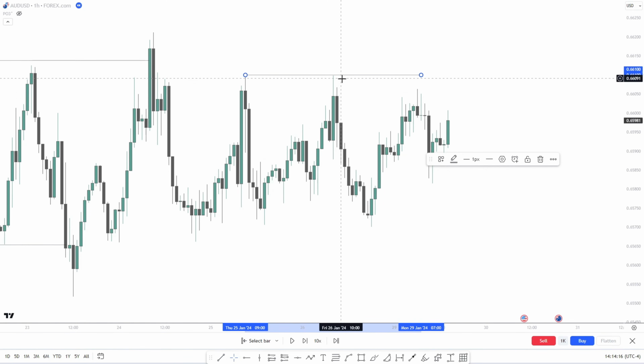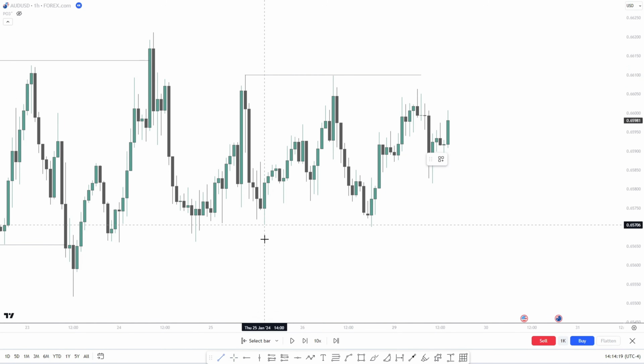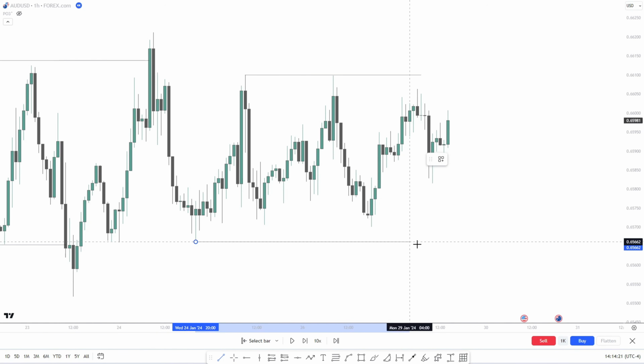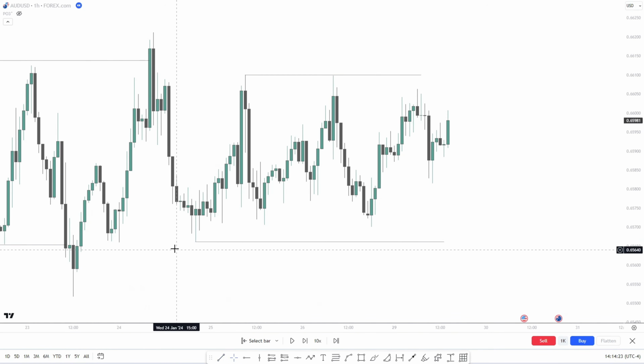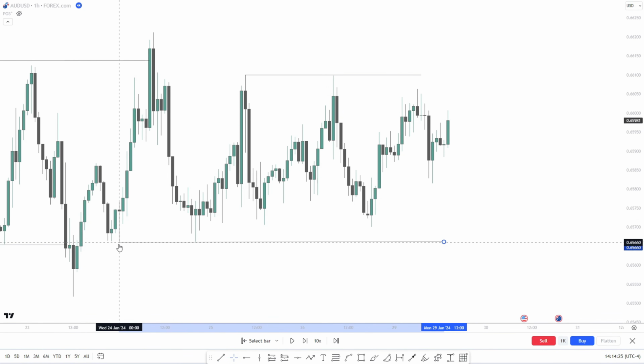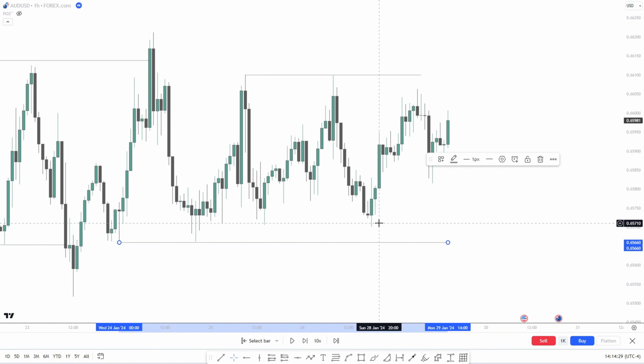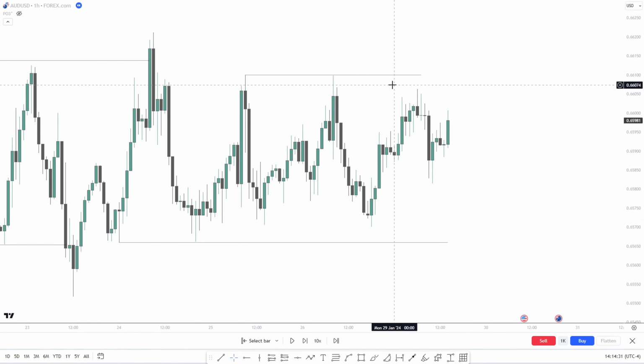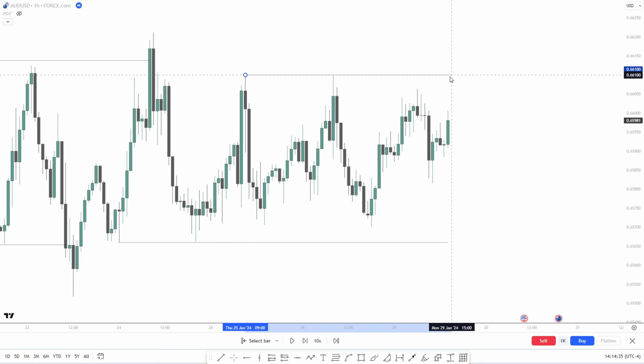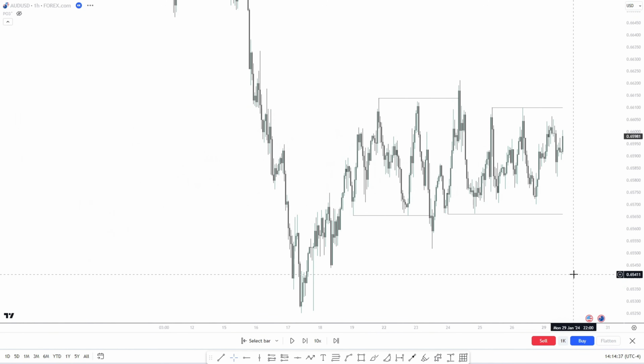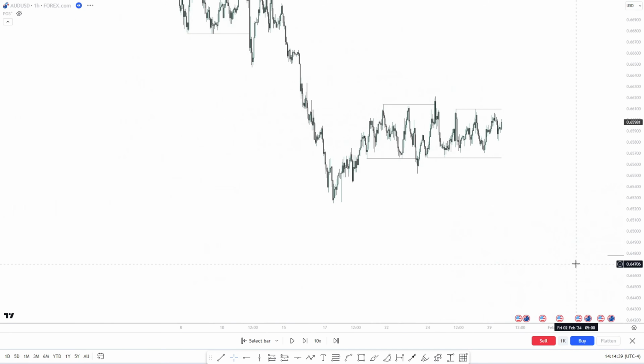So we have two highs right here, and we have two highs on this side. So this is actually a range to me. It looks like a very clear range, as you can see here. We have four generated sell side liquidity and like two generated buy side liquidity. So this is like a confirmed range. Also, when we zoom out, it looks like a range.